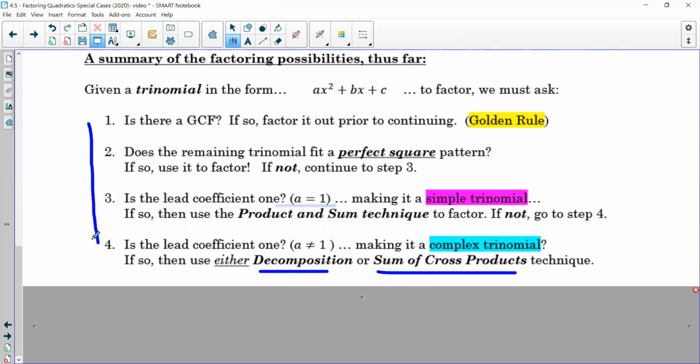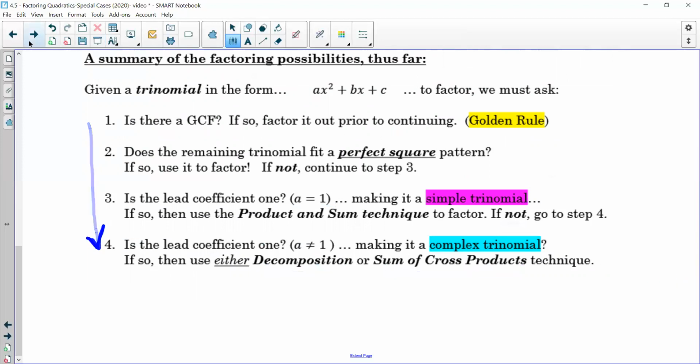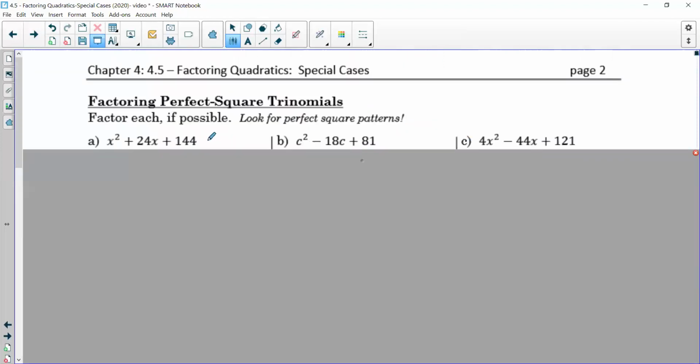So this is kind of a flow to your pattern of how to factor questions, especially if you're given a trinomial. So let's get to some examples and see how this works. All right, so factoring trinomials. Let's see how this works.